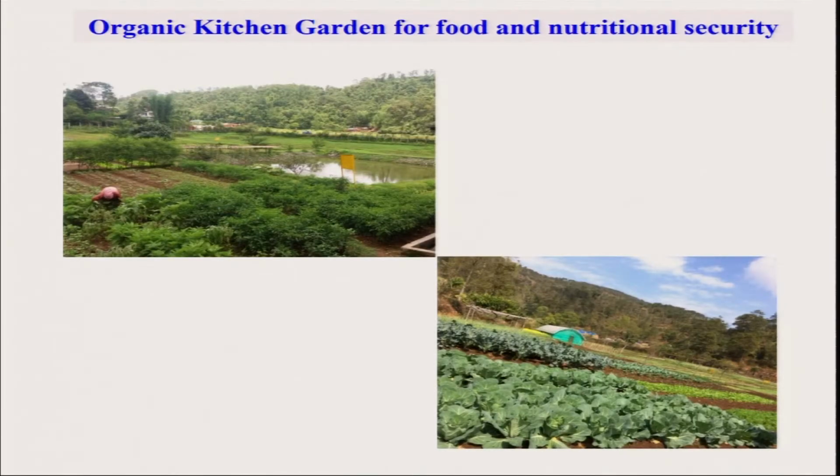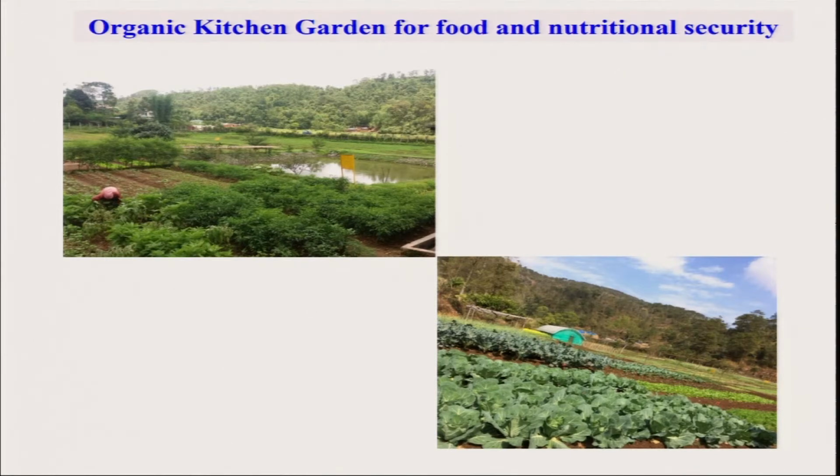This is the organic kitchen garden in the picture. I have just given one picture of how different types of crops grow, maybe chili, brinjal, okra, lai patta, and also we are growing cabbage, cauliflower, broccoli, lettuce, coriander. So farmers can get most of his daily income from a kitchen garden.